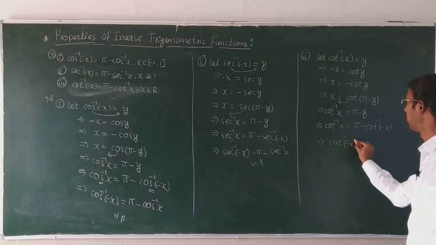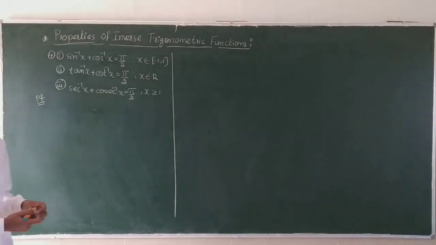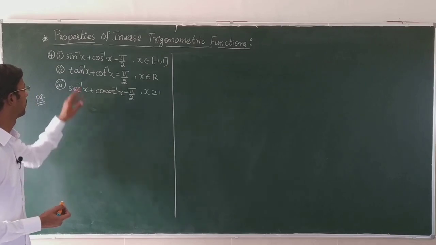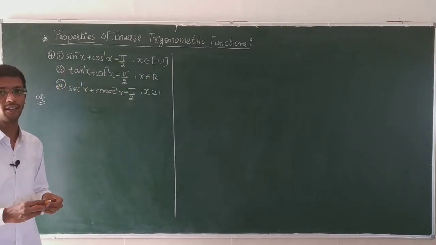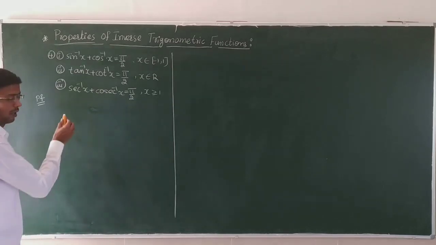Cot inverse of minus x is equal to pi minus cot inverse x, and proof. Pause the video. Property number 4: sin inverse x plus cos inverse x is equal to pi by 2. Proof.